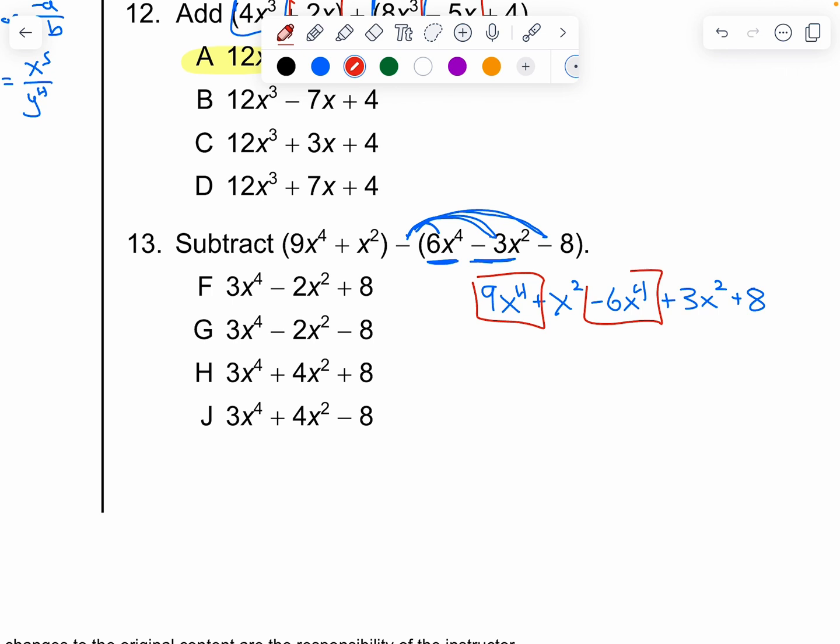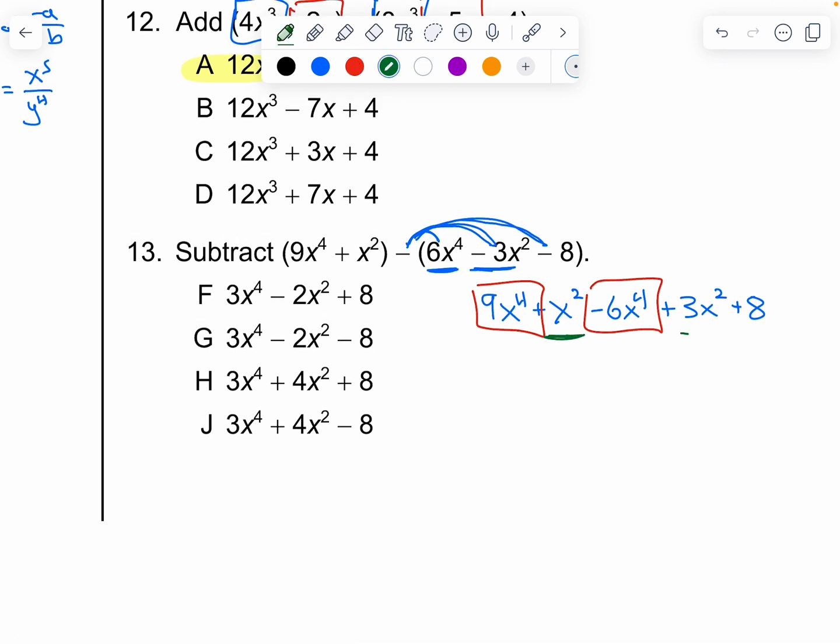9x to the fourth minus 6x to the fourth is 3x to the fourth. It doesn't really help us out when you look at your answers. And then we have 2x squared plus 3x squared. That's 4x squared. Okay, can get rid of those two. And then we've got plus 8. So H it is.